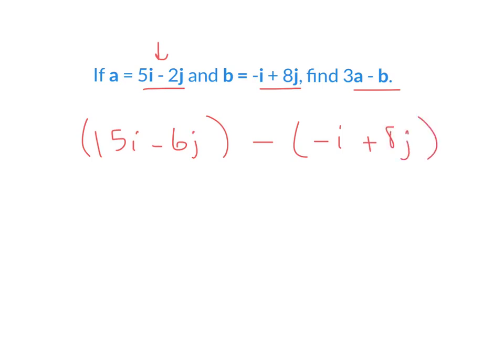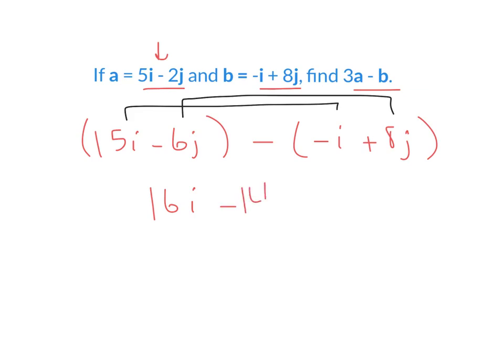All right, so I'm doing 15 minus negative 1, which is really 15 plus 1. So it's going to give me 16i. Then I have a negative 6j minus 8j, which gives me negative 14j. And that's your answer right there. But please realize that's the exact same thing as this vector, <16, -14>. So it's different notation for exactly the same thing.